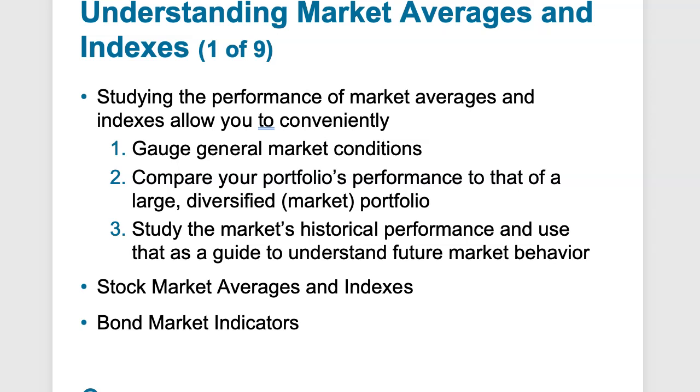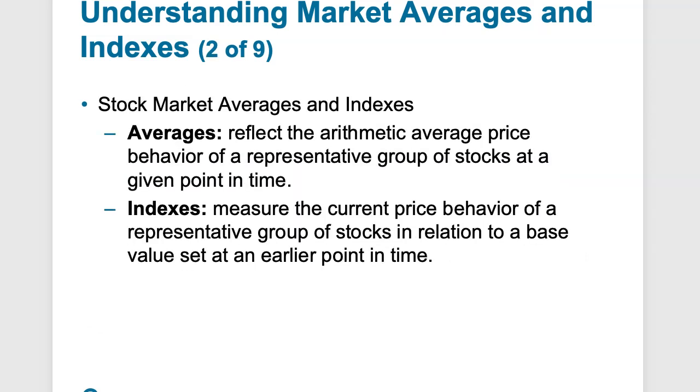So also looking back and studying the historical performance of these indexes and averages after market crashes and bull markets and just the overall direction gives you a better understanding of the behavior of stock markets and the likely future direction of stock markets. Now, we will be going over stock market averages and indexes, and we'll be talking about bond market indicators. These are all things that help get you a better understanding of the direction of the market and maybe even give you some idea of when the best time might be to invest money.